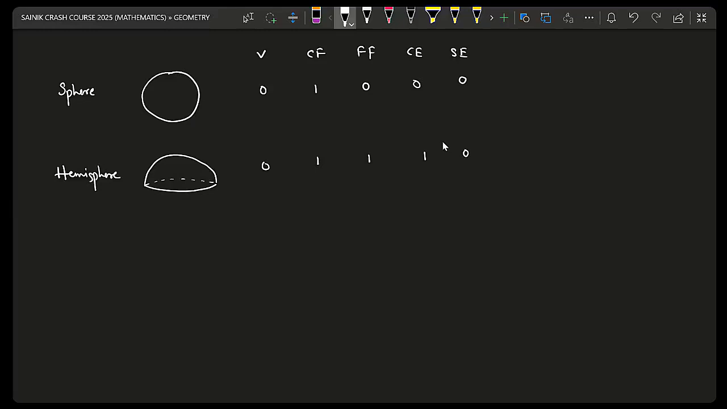So after this we can discuss one important thing called Euler's formula. Euler's formula. So what is Euler's formula? Euler's formula is basically satisfied by every polyhedron.